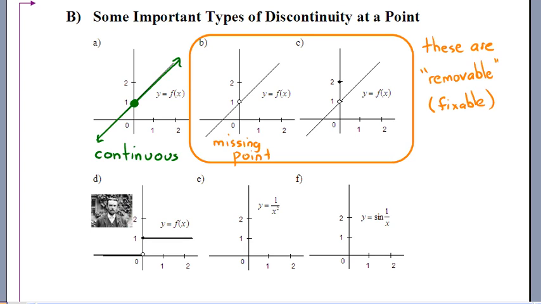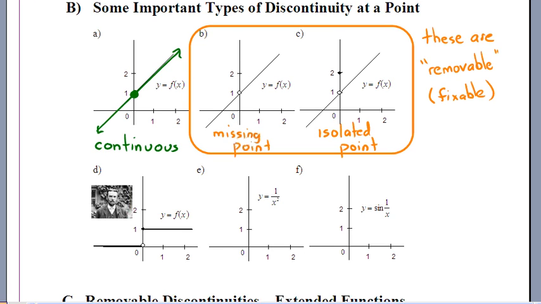And for C, well, the point's there, but it's just in the wrong spot. It's kind of all off on its own. So this might be called an isolated point. That's why it's discontinuous there, because it has this little isolated point all off on its own. We can fix those ones.